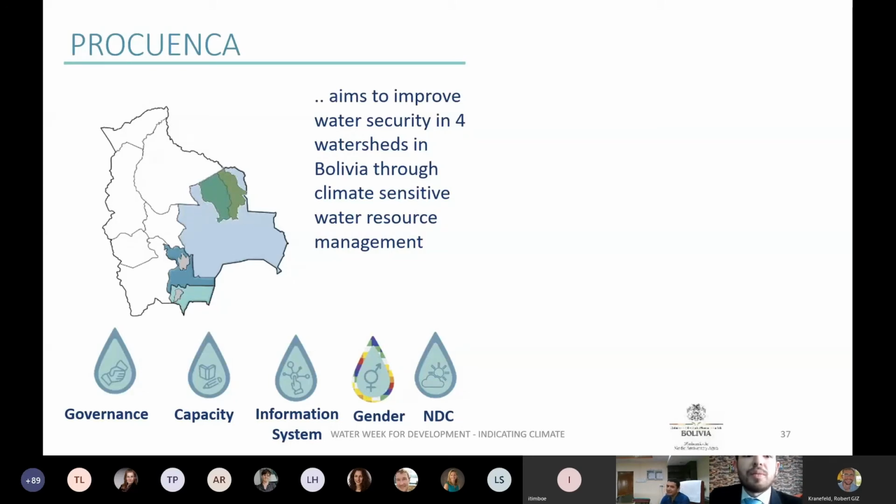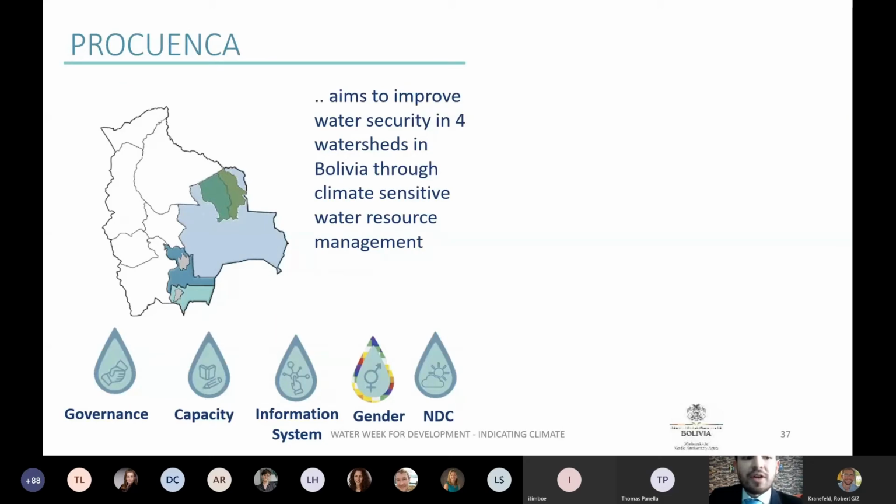So one of the main programs we have in the Ministry of Environment and Water is called PROCUENCA. This is the Integrated Watershed Management and Rural Development Program. As you can see here, it supports the Ministry of Environment and Water in its efforts to improve basin-scale water management and assure water availability for human consumption, agriculture, and private sector activities. The goal of the program is to improve water security in Bolivia through climate-sensitive water resources management.